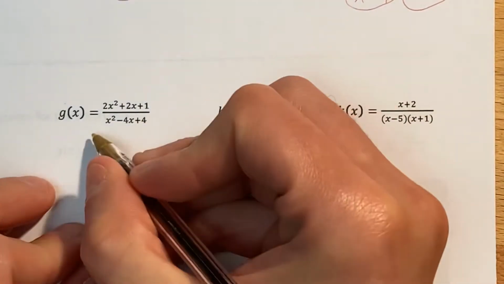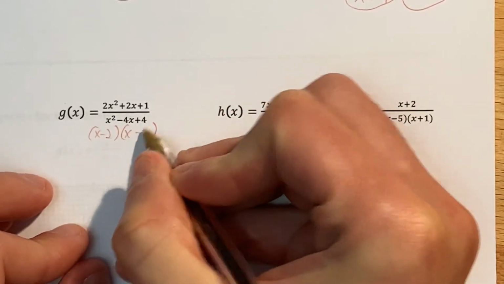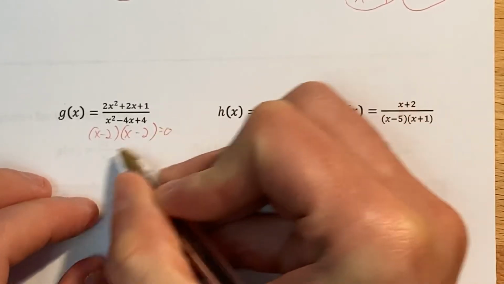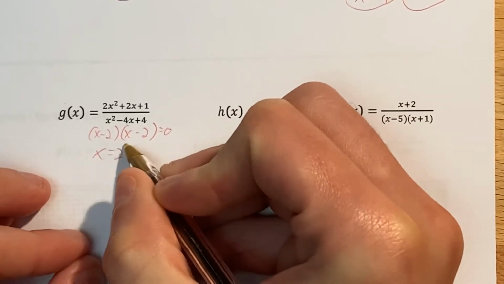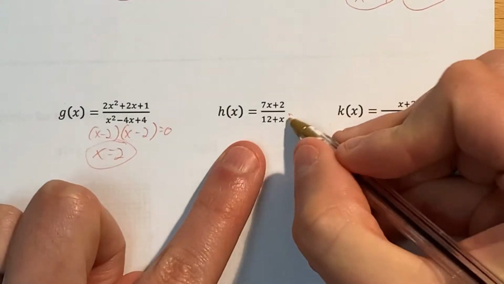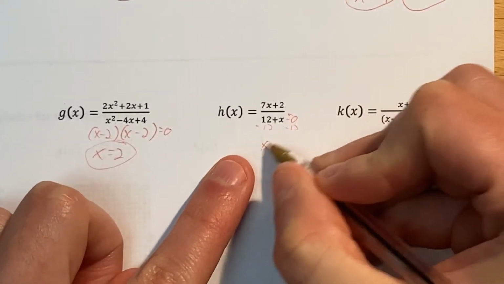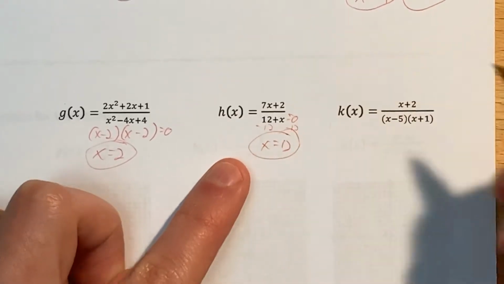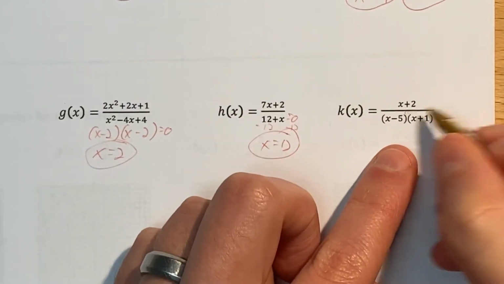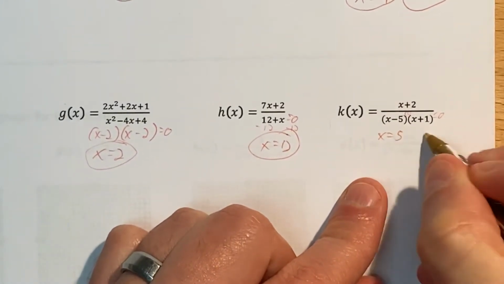For this one, it factors into x minus 2 and another x minus 2, which means you get x equals 2 twice. You don't have to write it twice, but you do get x equals 2. Here, if you set equal to 0, you subtract 12 from both sides, and you get x equals 12. And here, it's already factored, so it's just going to be x equals 5 and x equals negative 1.